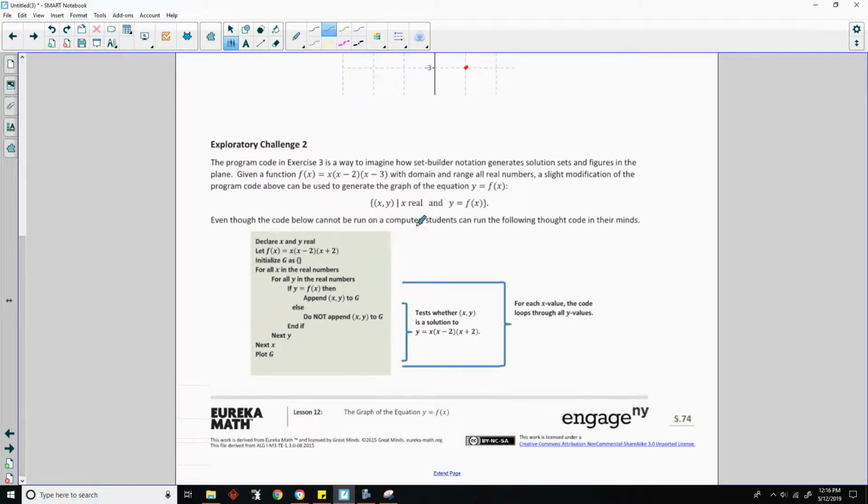Exploratory challenge 2. The program code in exercise 3 is a way to imagine how set builder notation generates solution sets and figures in the plane. Given the function f of x equals x times x minus 2 times x minus 3, with domain and range all real numbers, a slight modification to the program code above can be used to generate the graph of the equation y equals f of x. And this is read the set of all ordered pairs x, y such that x is real and y equals the function f of x. Even though the code below cannot be run on a computer, students can run the following thought code in their minds.